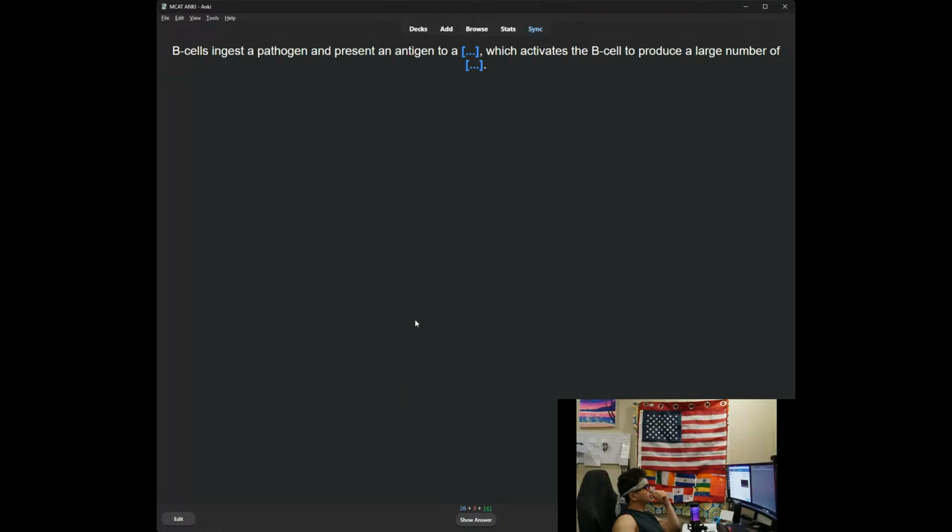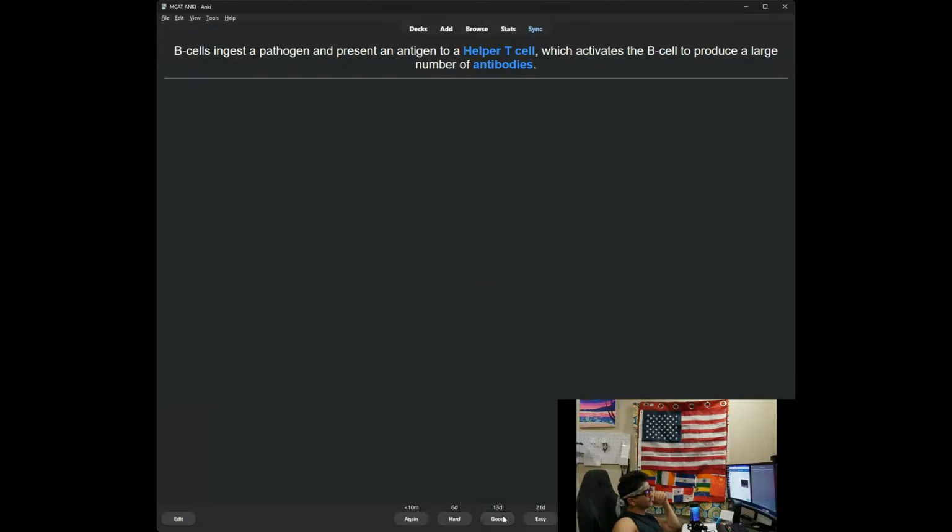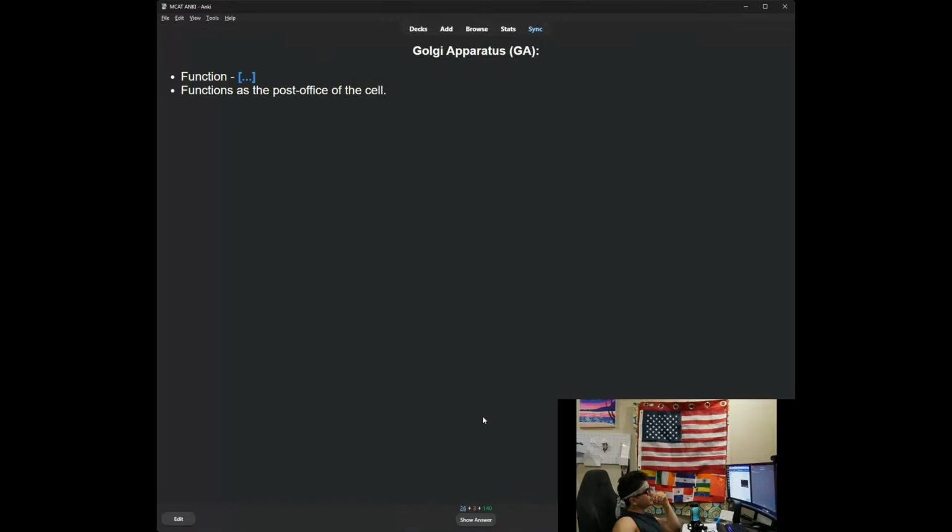These cells ingest the pathogen and present antigen to a T helper cell, usually one that has CD4 plus on it, and activation leads to a large number of antibodies from the plasma cell or a memory B cell.